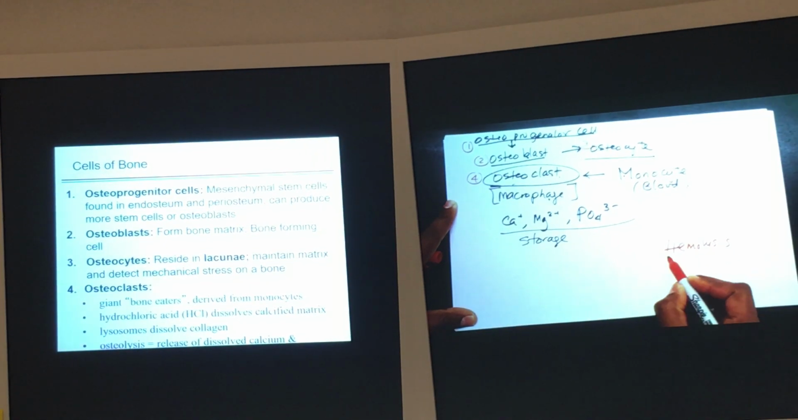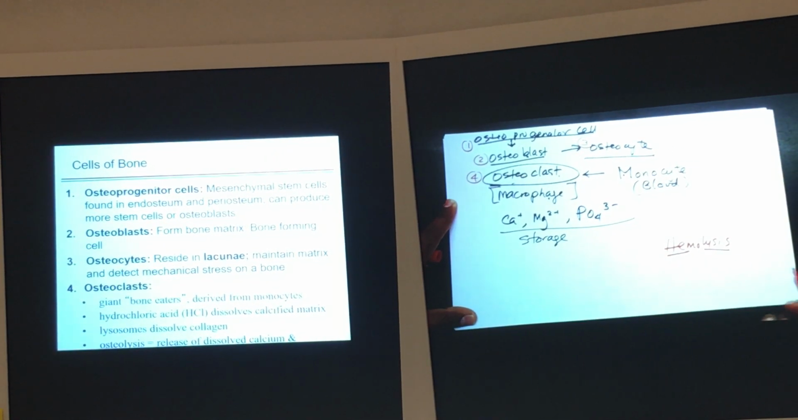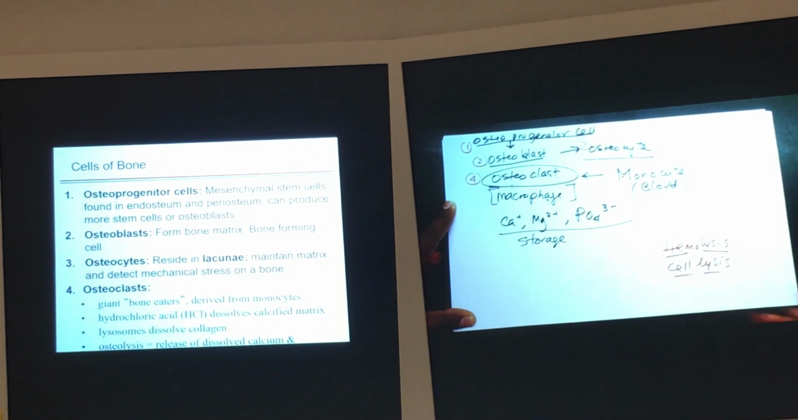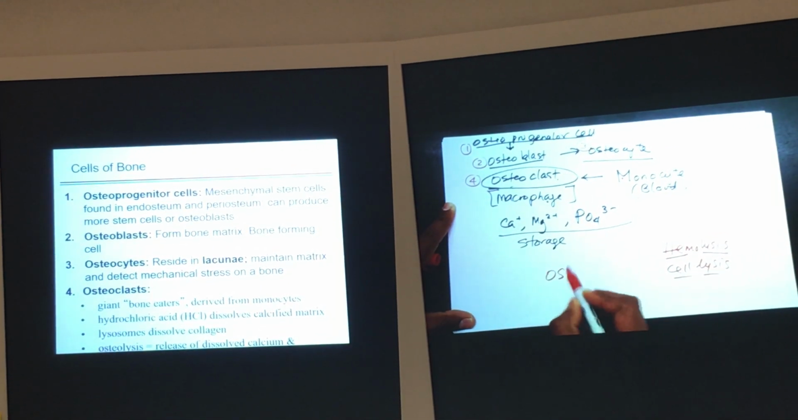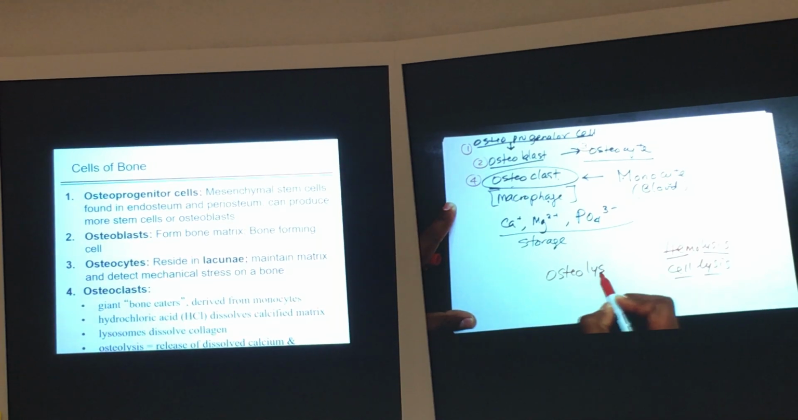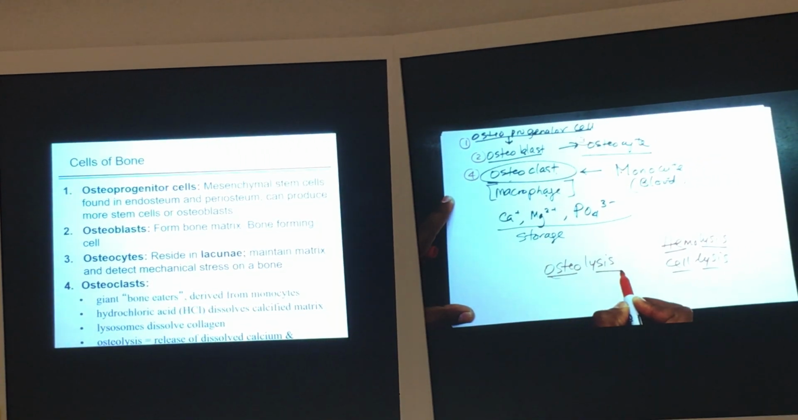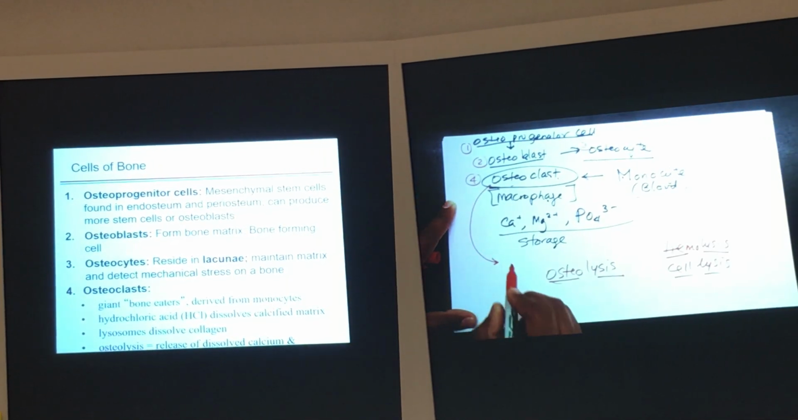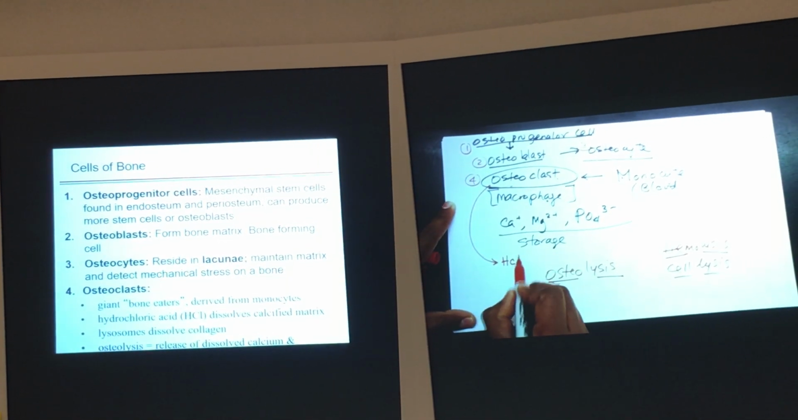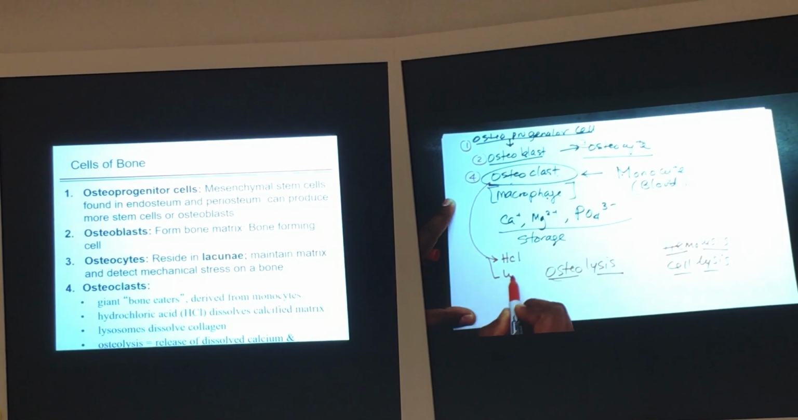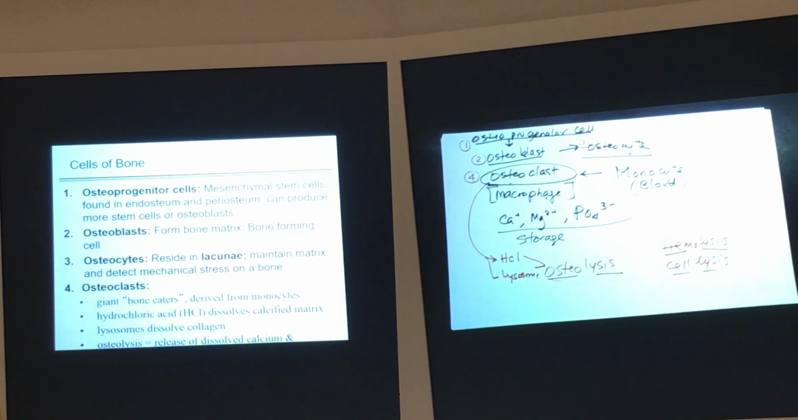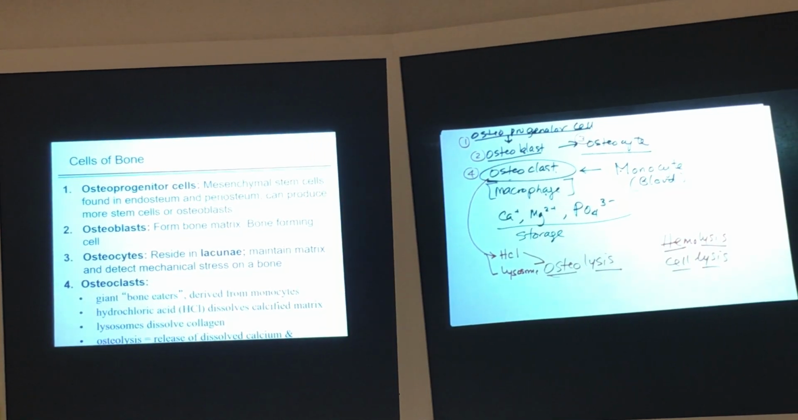hemolysis. That's when the red blood cell ruptures. Cell lysis, when the cell dies. The same thing in this case would be osteolysis. The bone is broken down because the osteoclast releases hydrochloric acid and lysosome. That causes osteolysis.